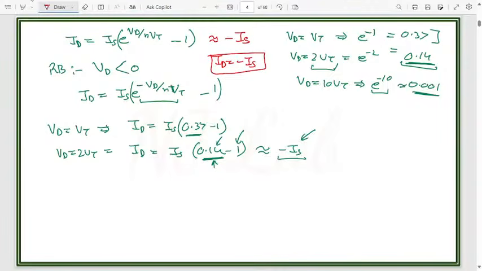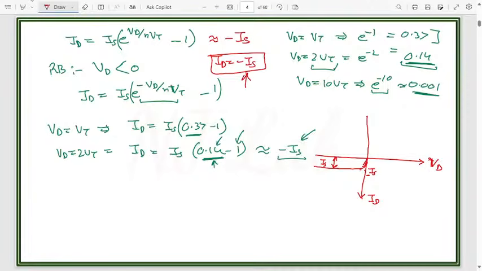And if you go back to the characteristic curve for the reverse bias that we had drawn, in the reverse bias our current is like this. This is our IS, and this is minus IS over here. This is VD, right? The same thing is reflected by this equation.